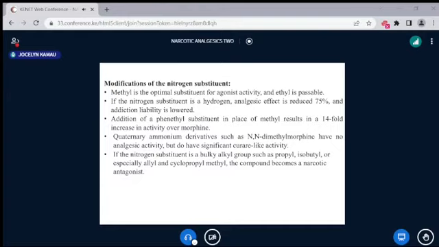Addition of a phenylethyl substituent in place of methyl results in a 14-fold increase in activity of morphine. That one we've already said. Quaternary ammonium derivatives, that's why I like looking at this, because there might be one or two points I've left behind. So quaternary ammonium derivatives such as N-dimethyl morphine have no analgesic activity but do have significant curare-like activity.